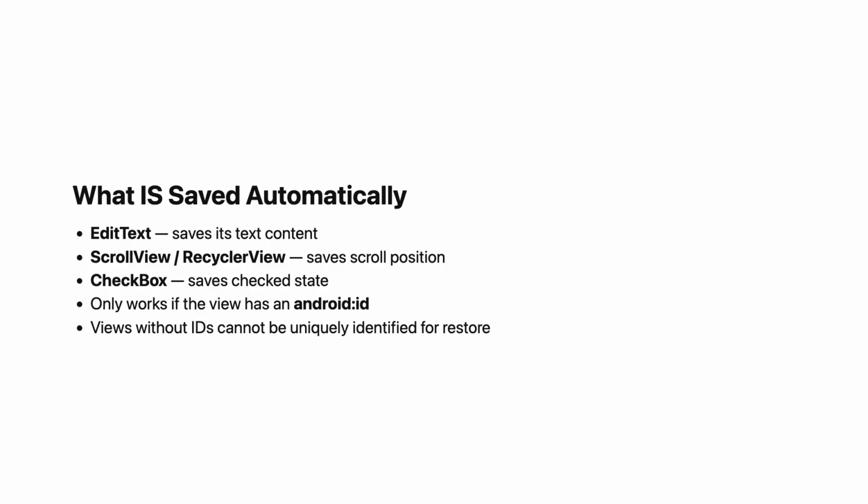This automatic saving is built into the view class through onSaveInstanceState and onRestoreInstanceState at the view level, different from the activity methods with the same names. Each view saves its own state into the bundle, keyed by its ID. This is why you sometimes see state magically survive configuration changes, even without writing any save logic. The views are doing it for you.